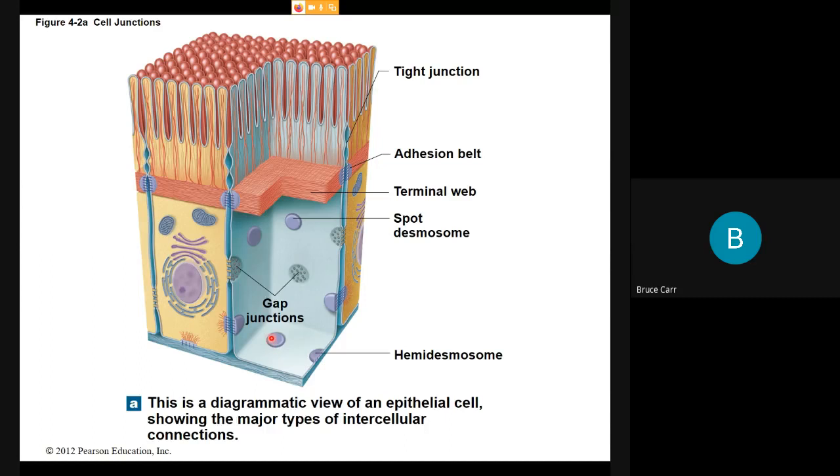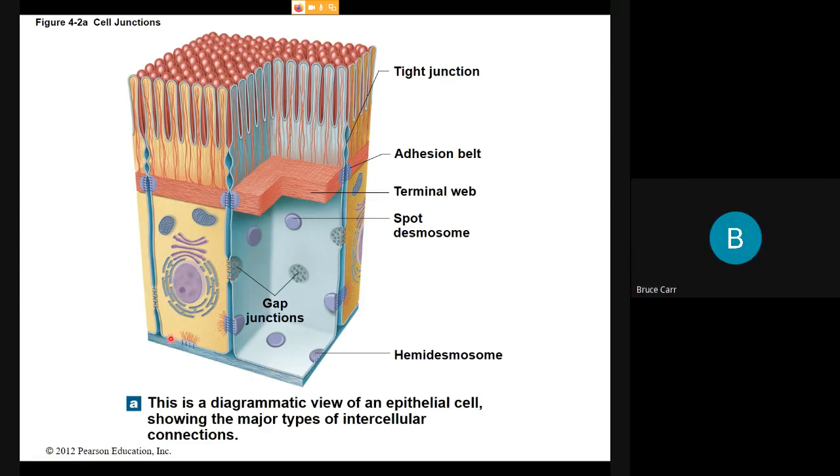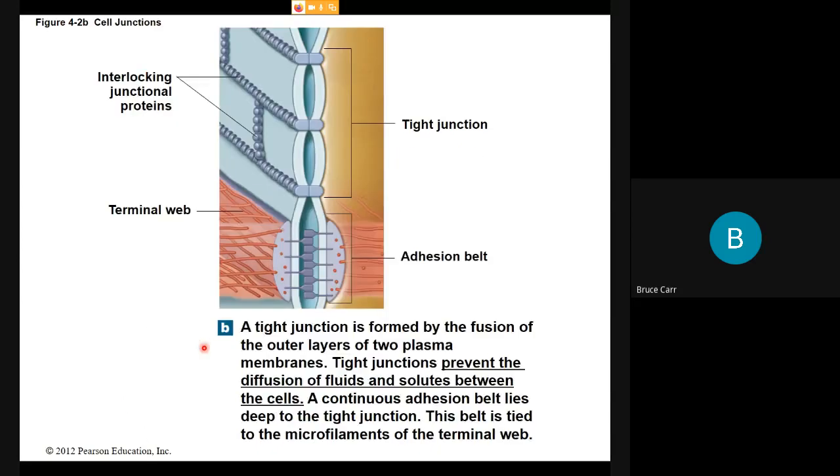Down at the bottom, what looks like a spot desmosome is what we call a hemidesmosome. It's the same structure on the membrane side, but down below you're connecting to connective tissue, which is very different. You can kind of see its profile here. Let's take a closer look at these.